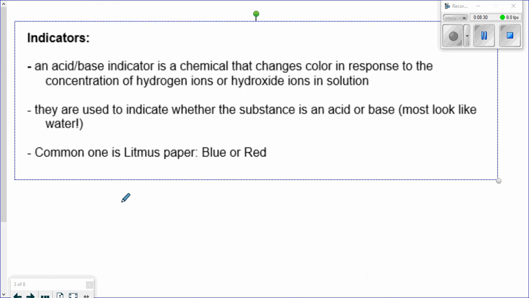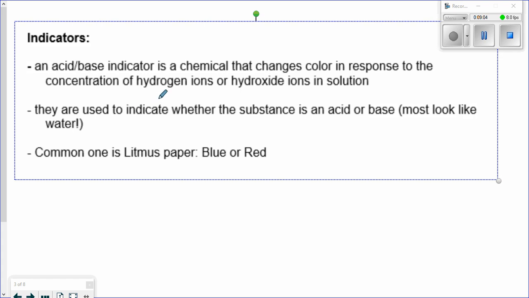Flipping over to my next page, I don't know if it's the same on yours. We'll talk a little bit about indicators here. Indicators, and you can have acid and base indicators, are chemicals that change color in response to the concentration of hydrogen ions or hydroxide ions in solutions. So these are some type of chemical substance that you can use to tell you whether something is acidic or basic. We can even go more in depth, so we can use indicators to tell us the approximate pH of things.